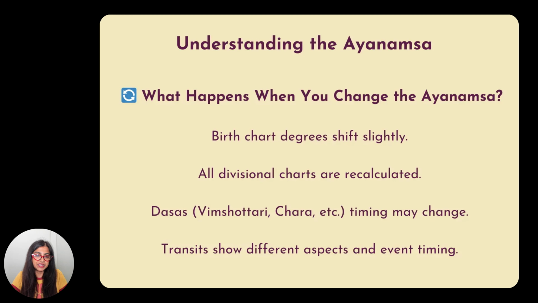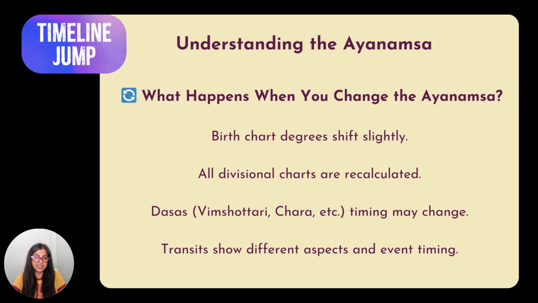Before we dive into all the different Ayanamsas, what does it actually mean when we change it? What happens? When you change it, you're essentially shifting the sidereal zodiac reference points. If we look a little bit more nitty gritty, it means in the main birth chart, the planetary degrees and signs will shift slightly depending on the Ayanamsa you select. All of the divisional charts will be recalculated since they're derived from the birth chart.